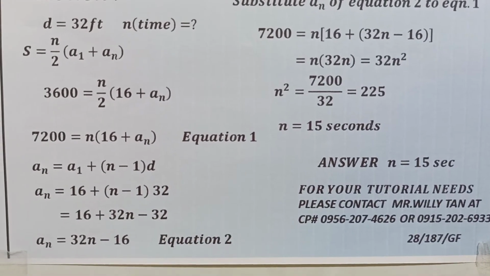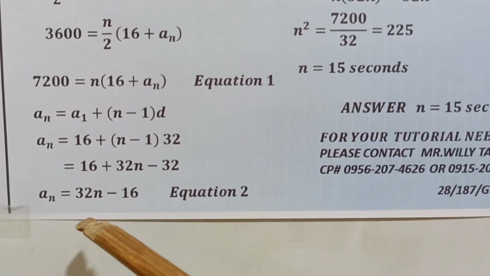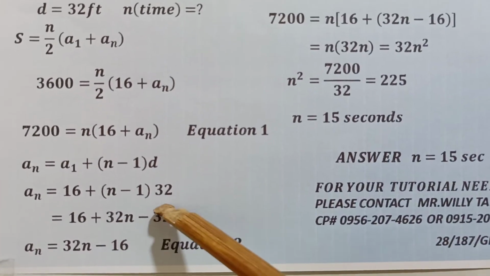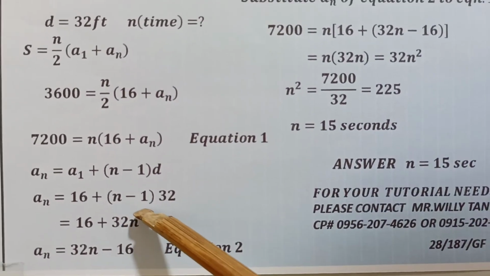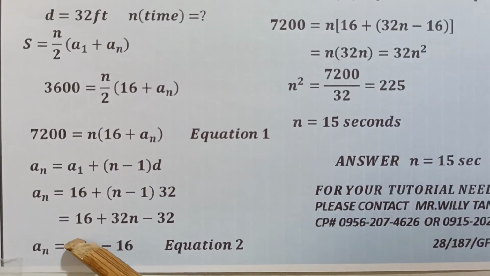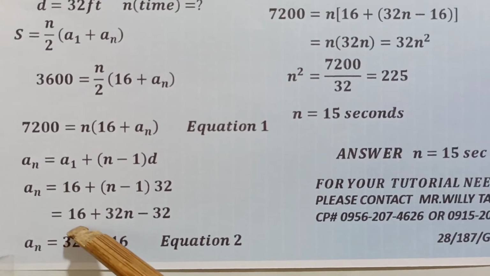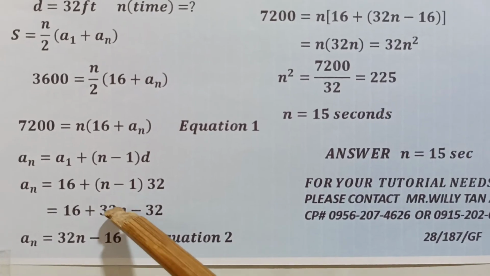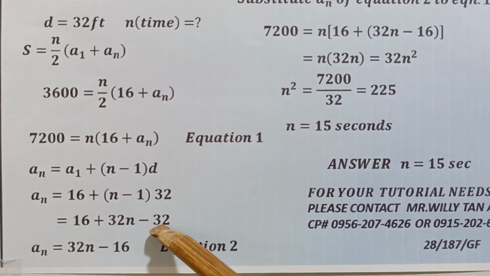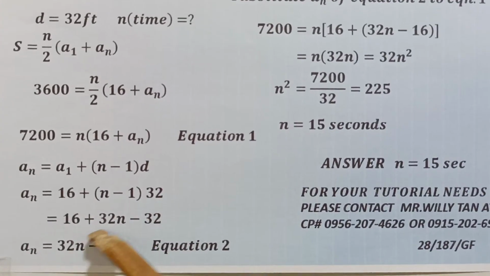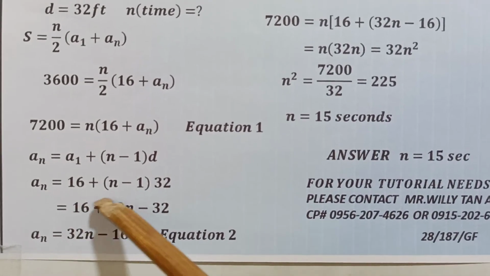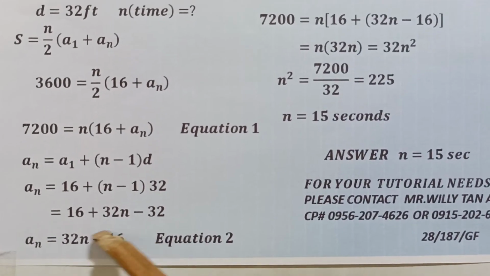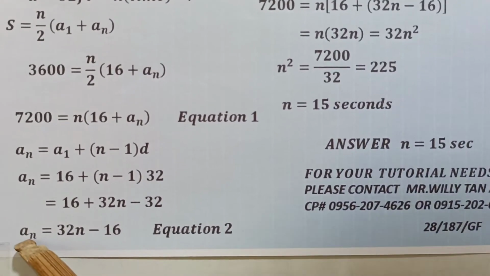So we distribute 32 to the parentheses, we multiply 32 to the numbers inside the parentheses. So 16 plus n times 32 is 32n, negative 1 times 32 is negative 32. And adding 16 and negative 32, we get here 32n minus 16. So that's the value of our a sub n.